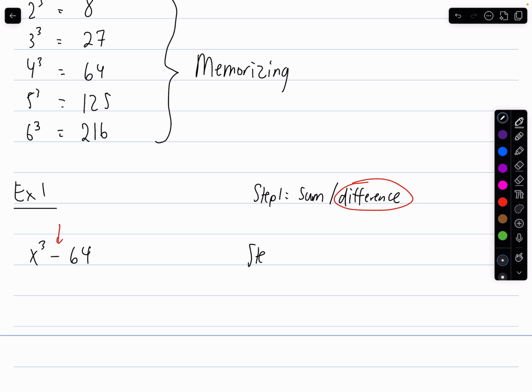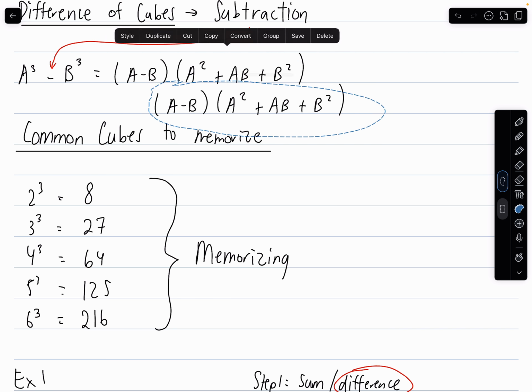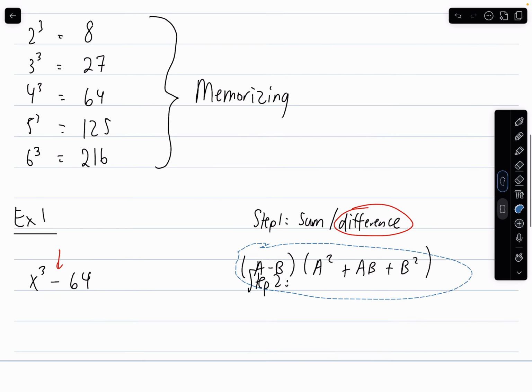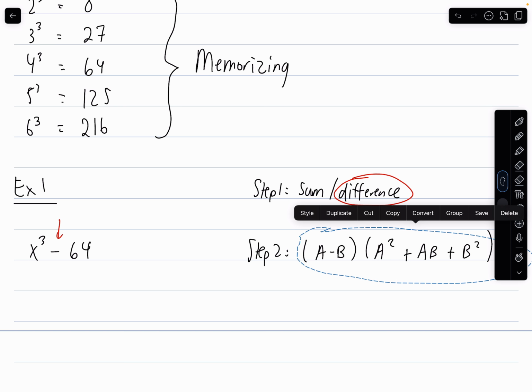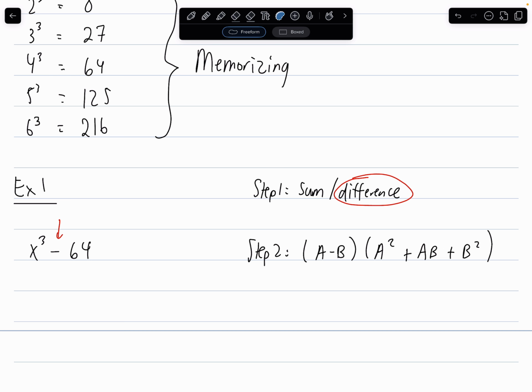Step 2, we're actually going to write out the formula for difference of cubes. I'm just going to take this formula right here and bring it down here, so we have the difference of cubes. Step 2: it's going to be a cubed minus b cubed equals.